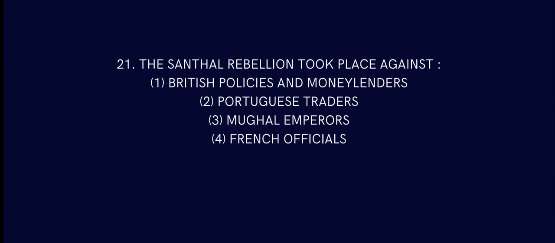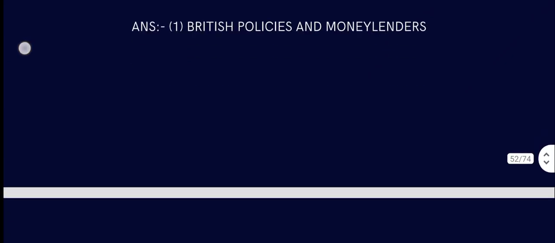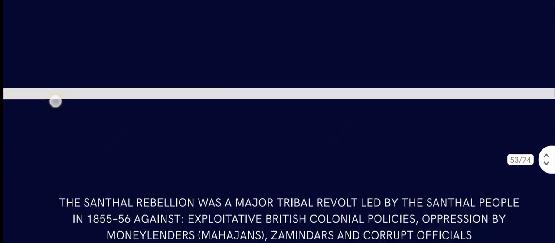Question number 21. The Santhal rebellion took place against British policies and moneylenders, or Portuguese traders, or Mughal emperors, or French officials? So the answer is British policies and moneylenders. That's the Santhal rebellion. So let's learn a bit about the Santhal rebellion.